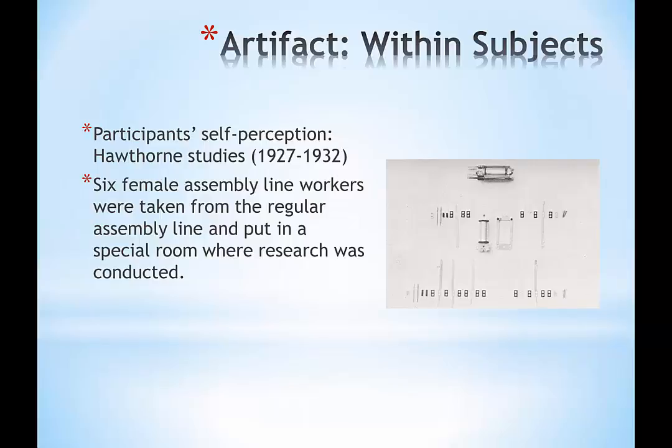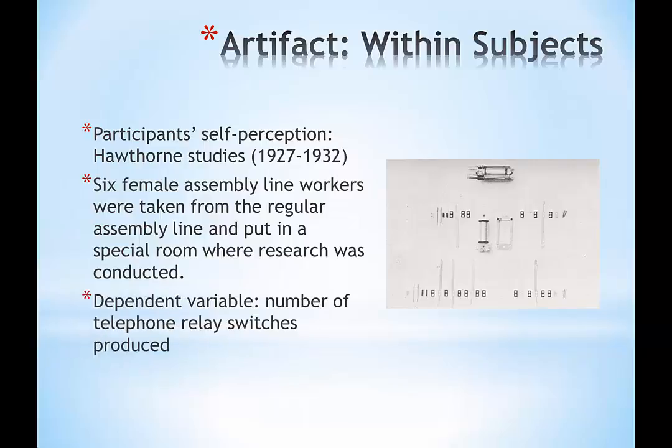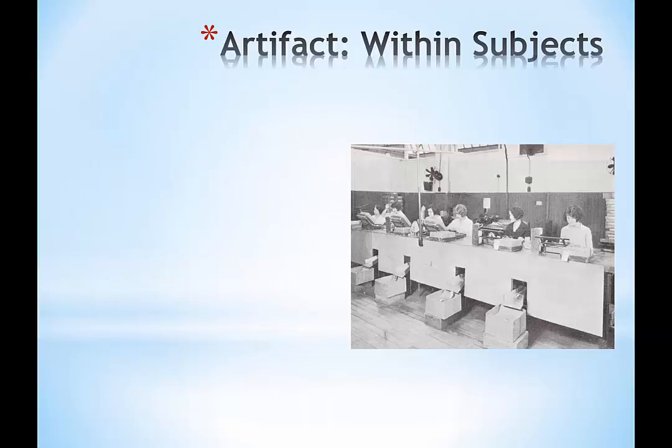And so these two researchers went to the Hawthorne plant, and they pulled these women out of the normal assembly line and put them in a special room so they could measure and watch and observe and count the number of relay switches that were made per person. All right, so that's actually the dependent variable, the number of telephone relay switches produced. And of course, you can see offshoots on that. I could look at productivity, the number per hour, accuracy, the number of correctly operating switches per hour, and so on. And again, this was a series of studies.